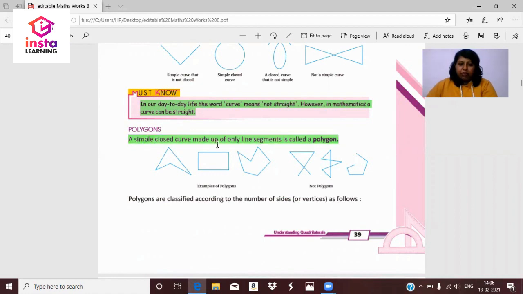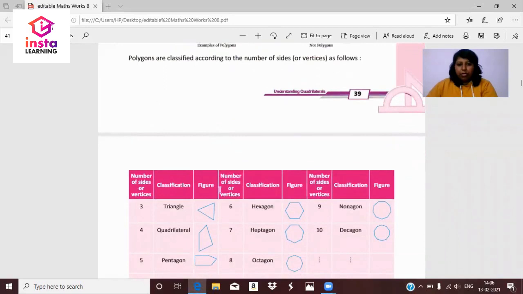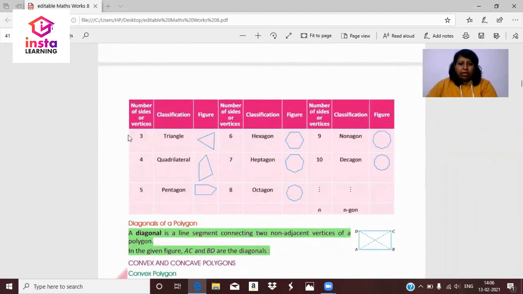Polygons. A simple closed curve made up of only line segments is called a polygon. These are the examples of a few polygons. Polygons are classified according to the number of sides or their vertices. If they have 3 sides, then it is known as triangle. Its shape is like this. It has 3 vertices. If it has 4 sides, it is known as quadrilateral. This is quadrilateral. If it has 5 sides, it is known as pentagon. This is pentagon. 6 sides hexagon, 7 sides heptagon, 8 sides octagon. Clear? And 9 sides nonagon, 10 decagon.